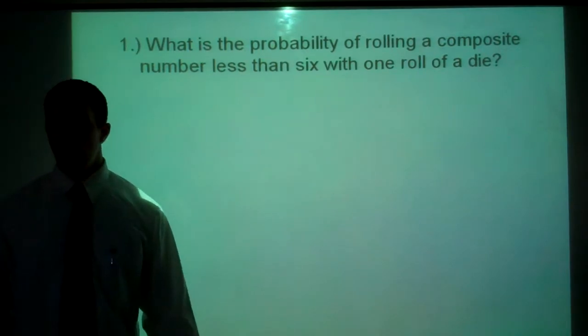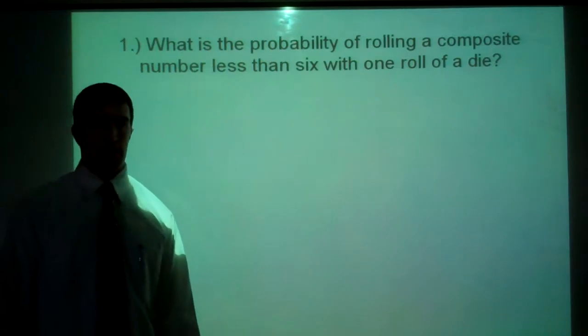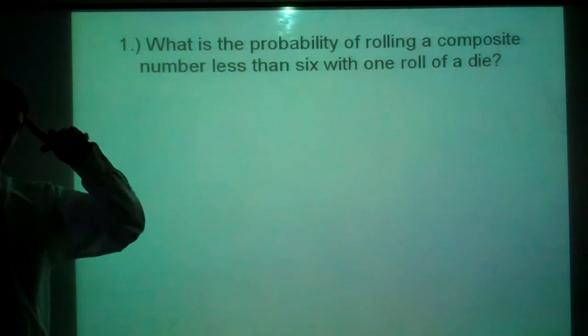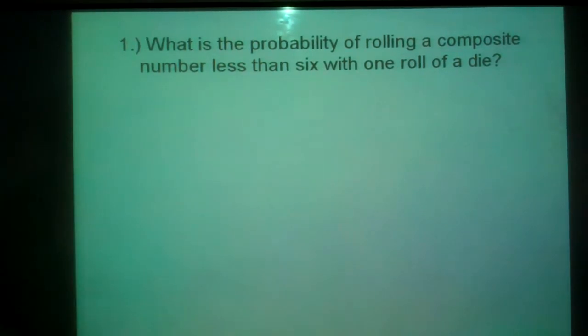For instance, 2 only has two factors, 1 and 2. 3 only has two factors, 1 and 3. Okay? The number 1 is neither prime nor composite. Alright? The answer to this one is actually 1/6, because the only composite number less than 6 is 4 on a die. So that was 1/6.